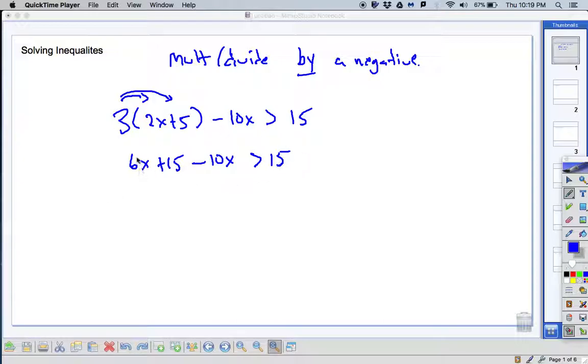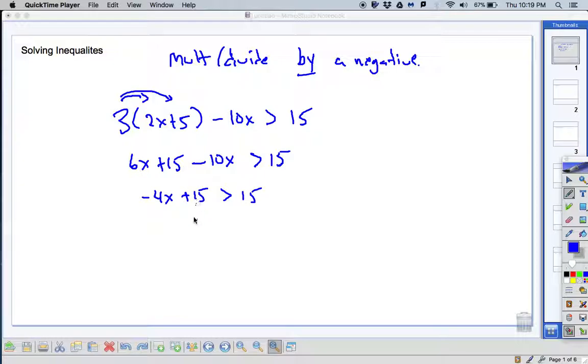The next thing over here is we're going to combine like terms. I have 2 of them. We do 6x minus 10x, and you get negative 4x. The 15 had nothing to do with that. The inequality had nothing to do with that, and the other 15 had nothing to do with that. So those all stayed the same. But we did end up combining like terms. Now we're back down to a two-step inequality.